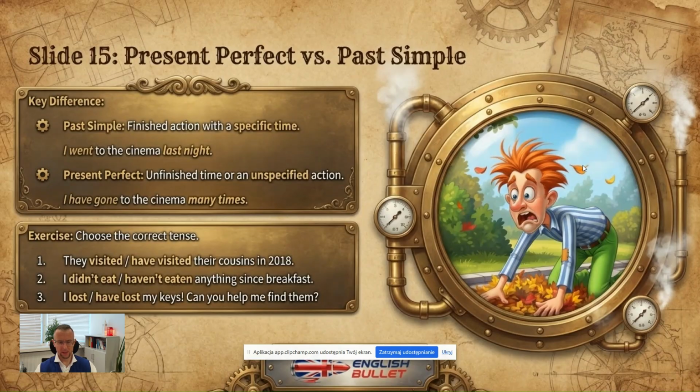And then the third one: "I have lost my keys. Can you help me find them?" Which one is correct? What do you think? I have lost my keys. First, there is no time indication. Second, I have lost my keys. I don't have them now, and I cannot enter my house or my car, which means that the effect of the situation from the past is very current. It affects our current possibility or impossibility to enter the house.